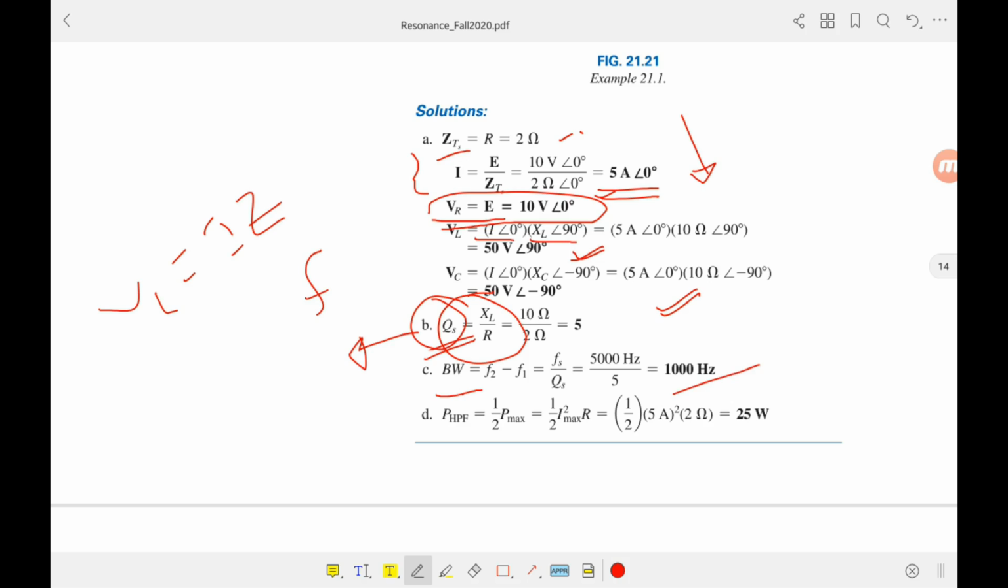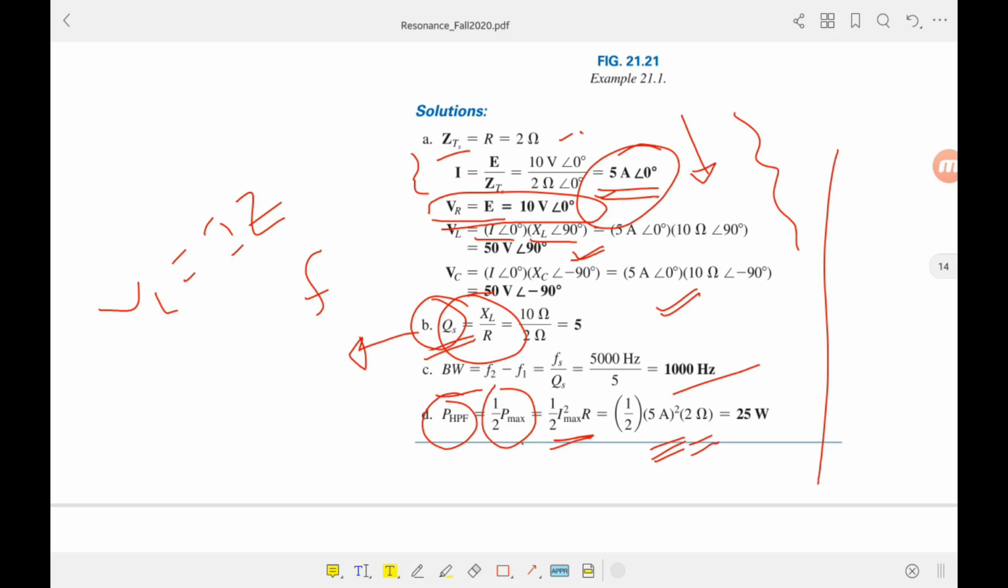This is the bandwidth. And for the half power frequency, at half power frequency the power is half of P max. As the name suggests, it is half P max, that means half of I max squared R. This I is basically I max, that means the current will be maximum at the resonant condition, and this current is calculated at the resonant condition, so we can call it the maximum current. That's why I max, and R was given as 2 ohm. So all values are calculated.